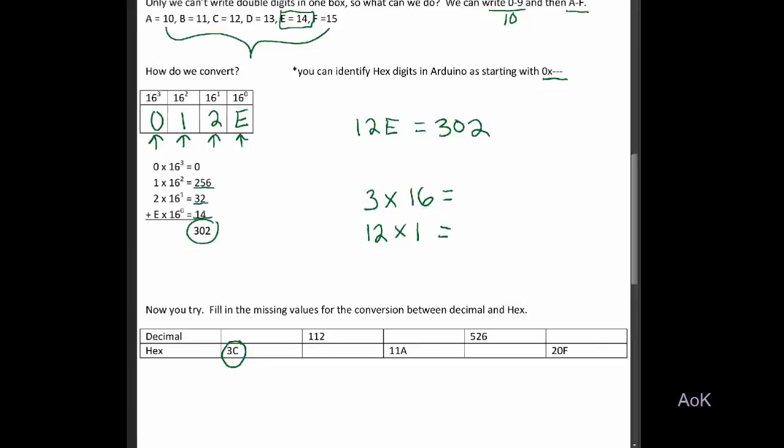3 times 16 is 48, and 12 times 1 is 12. If you add it up, you get a value of 60. So 3C in hexadecimal is the same as 60 in decimal.